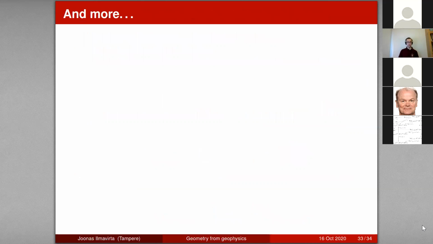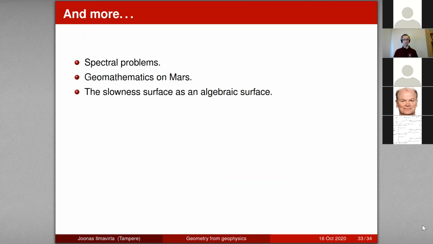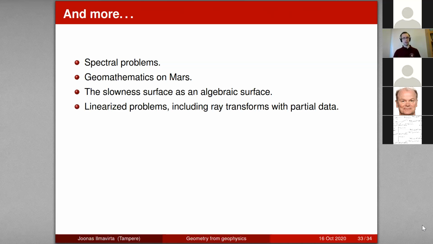Okay, and of course there is a lot more. I'll just mention quickly in words. You can study spectral problems, you can listen to the planet and figure out whether the frequencies you hear actually tell you about the geometry. You can do geomath on Mars or other planets or moons. You can see the slowness surface as an algebraic surface, which it is. You can study linearized problems. Many of the problems are non-linear, but then you can linearize them, turn them into something a little easier. And that usually leads to ray transforms of different kinds, often with little data.